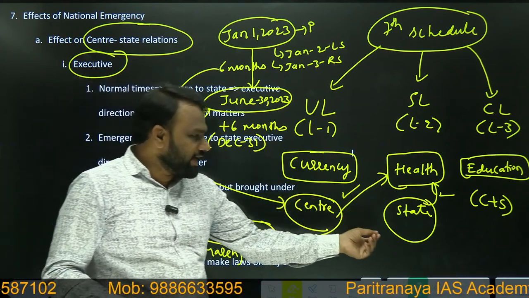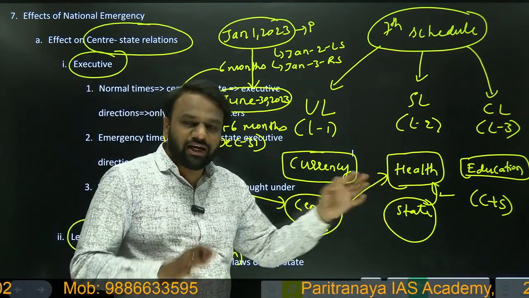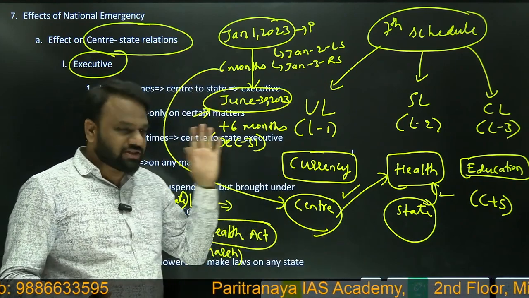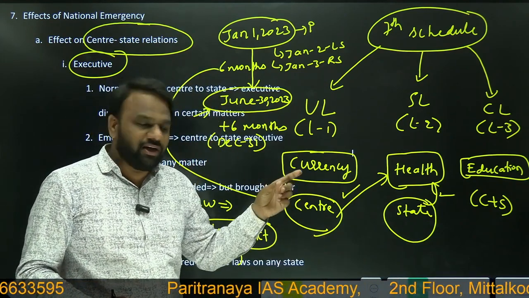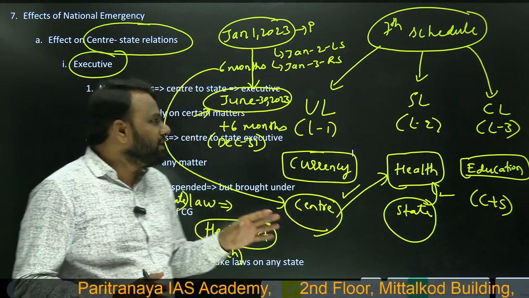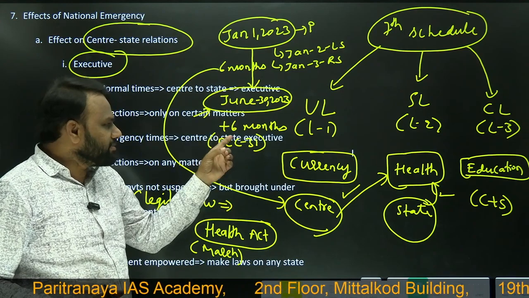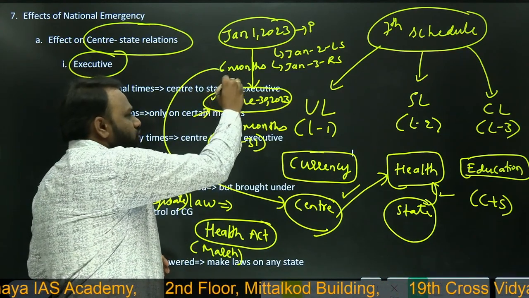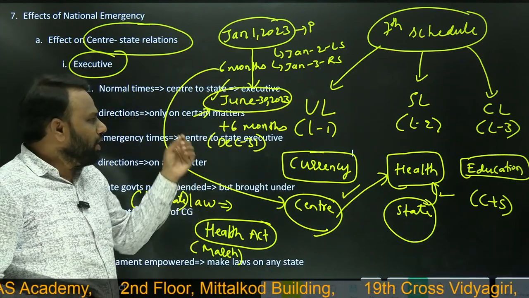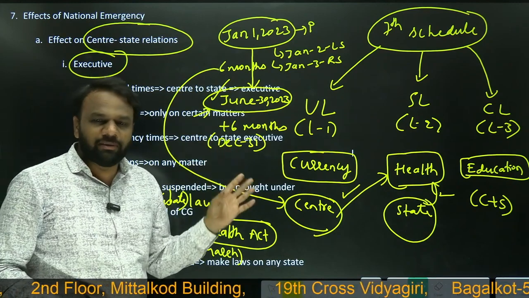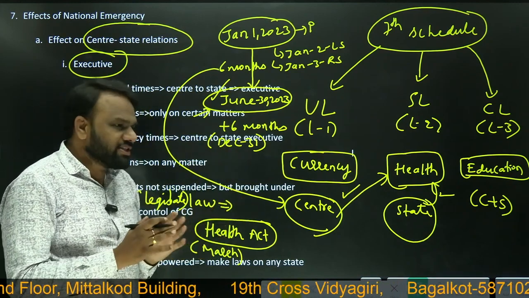Suppose if state had made a law on a subject called health, then it would have remained forever. But here center has made a law on the subject of health, which is a state subject, and it has made the law during emergency. That is why this law is not permanent. This law will cease to exist 6 months after the emergency has ceased. So emergency ceased to exist on June 30. From that day onwards, we'll calculate 6 months. So on December 31, this law ceases to operate.